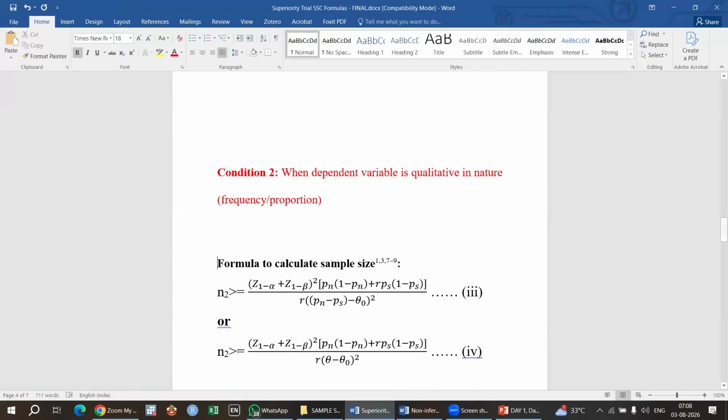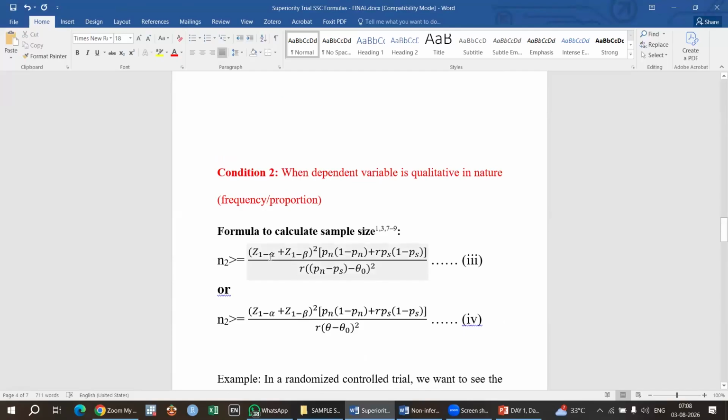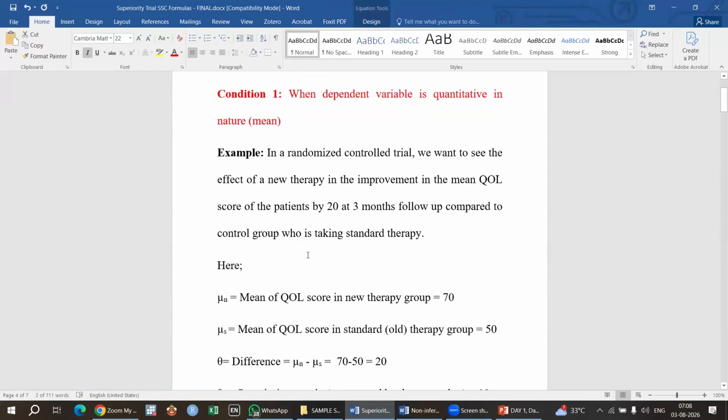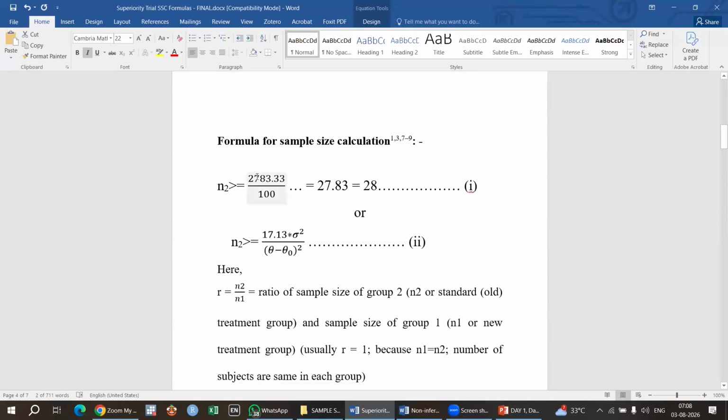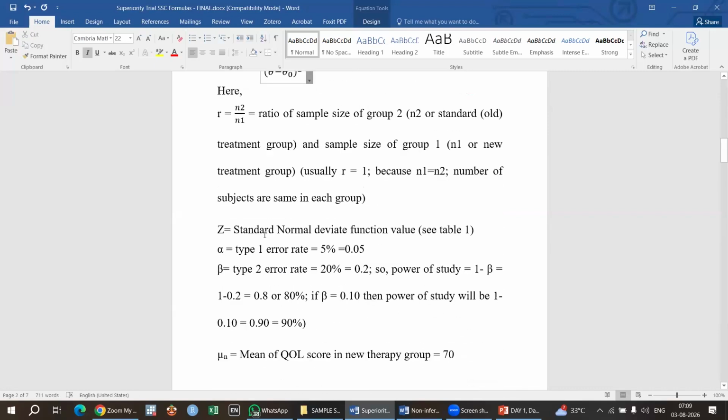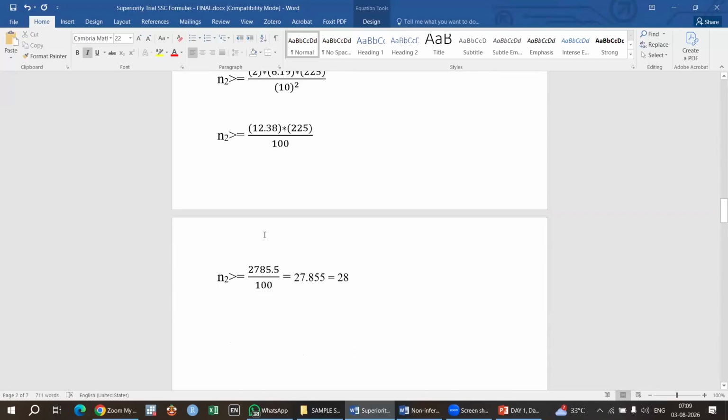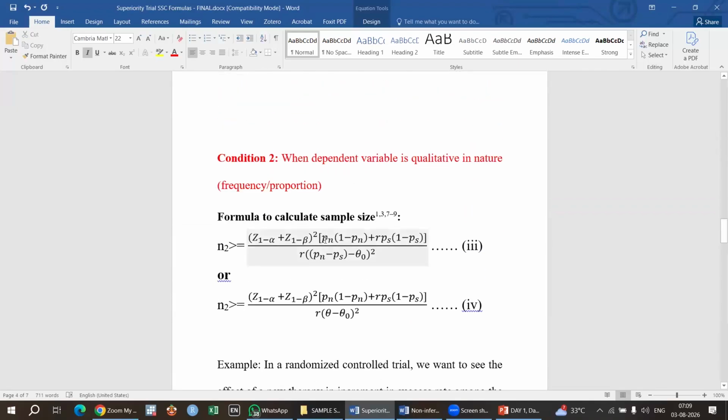This is the formula. So Z1 minus alpha plus Z1 minus beta, we know very well. What is the value for 80% and 90%? We can take it from here. This is for 90%, and for 80% we know the value. I know very well that we know the value of 80%. This is 90%. So we know the value of this again. What is it? Yes, this is PN.